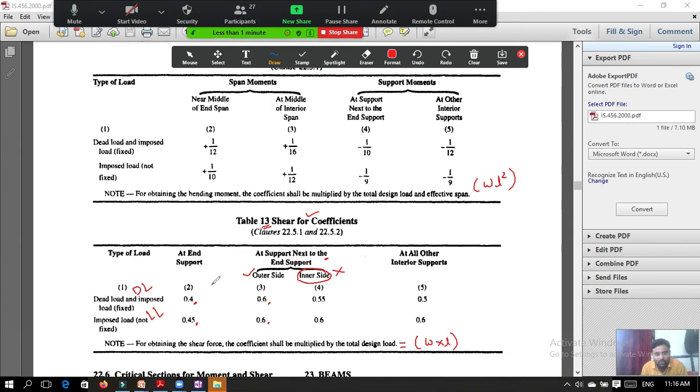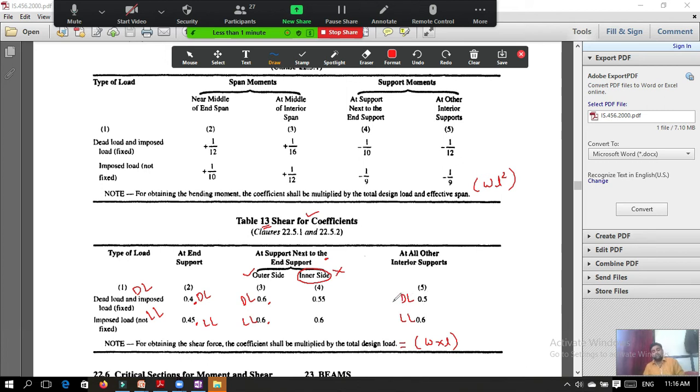So these are the coefficients. I will write: this is the coefficient for dead load, this is the coefficient for live load. Similarly here also, this is the coefficient for dead load and this one is for live load, and for all other interior supports it is 0.5 and 0.6.